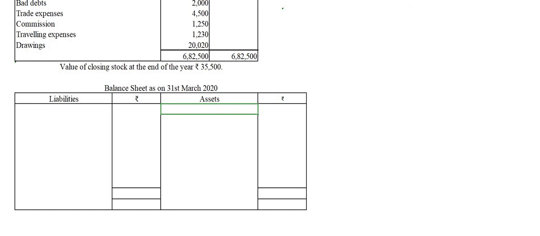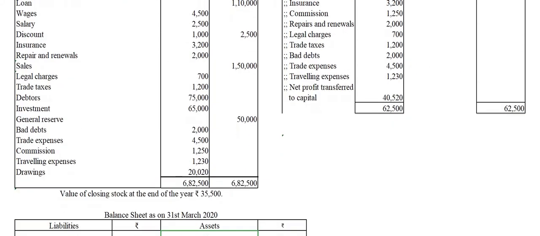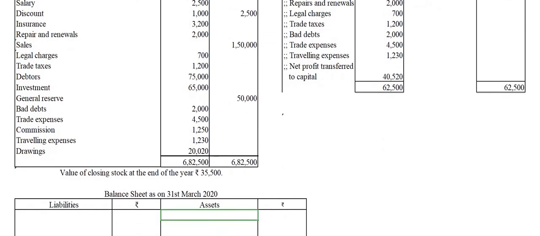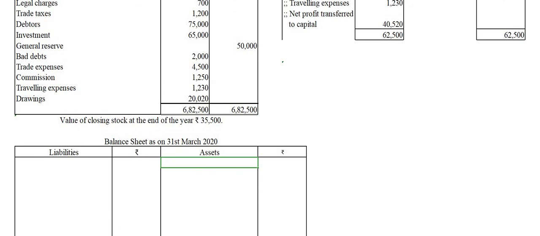We can write this balance sheet on the basis of liquidity. So from here we can find out the most liquid asset. Cash in hand is not given. From the given items, the most liquid asset is debtors. So let us write debtors 75,000 first. Debtors 75,000. Then after debtors, the next item is closing stock.